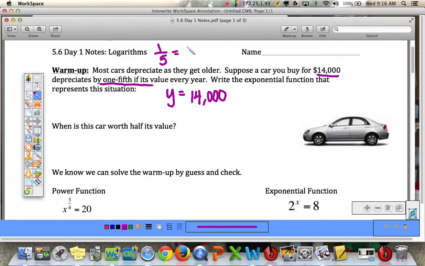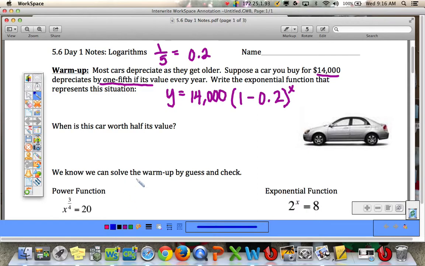Thanks, Lacey. So 1 divided by 5 is 20% or 0.2. So what that means is the car is going down 20% a year. So in our equation, we're going to start with the 1. We're going to subtract the 20% per year, and we're going to take it to the x power. So again, we start with 100% of its value, and it's going down 20% a year. So 1 minus 0.2 will be 80%.